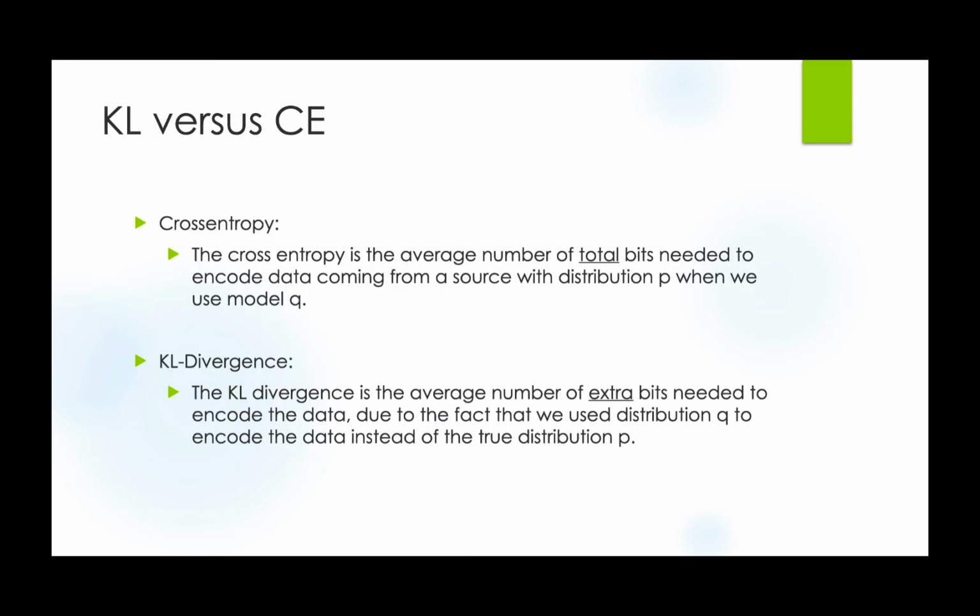Okay, there's a difference between cross entropy and KL divergence. Both measure the distance between probability distributions, but they do it in a slightly different way. So cross entropy measures the average number of total bits needed to encode data coming from a source with a distribution P when we use model Q, and KL divergence is the average number of extra bits needed to encode the data. Okay, so slight difference between how they're calculated, but they work towards the same goal.